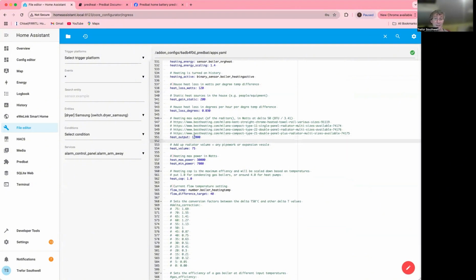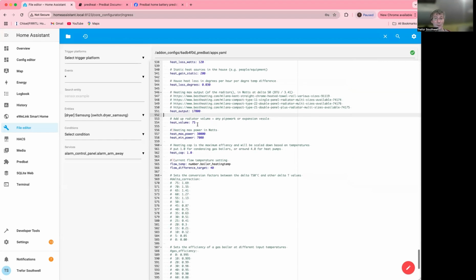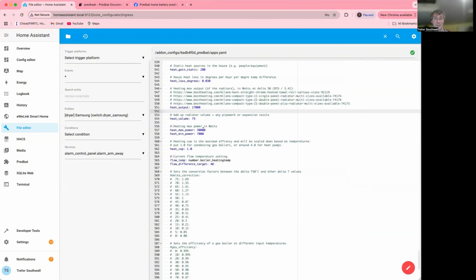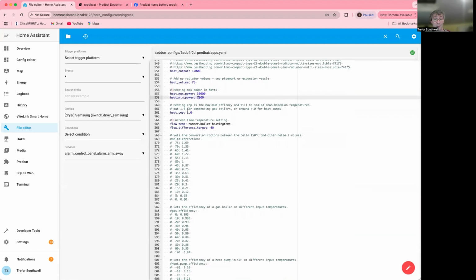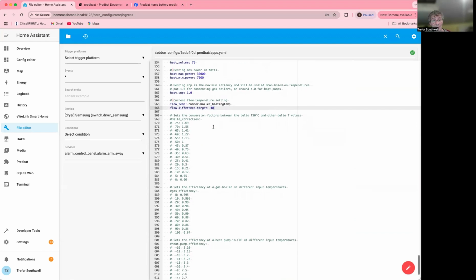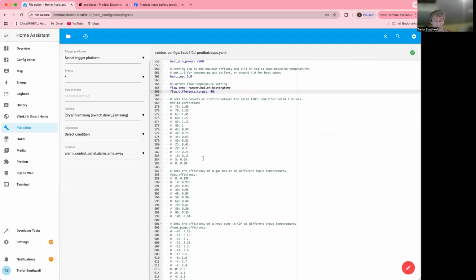My heating output of my radiators is normally 70 kilowatts at 50 degrees, 17 kilowatts. My heat volume is about 17 liters. My gas boiler goes up to 30 kilowatts and down to 7. Copper 1.0. This is my boiler flow temperature setting. I've got a sensor for that. And my difference target is 40.